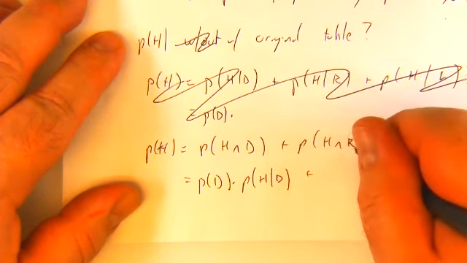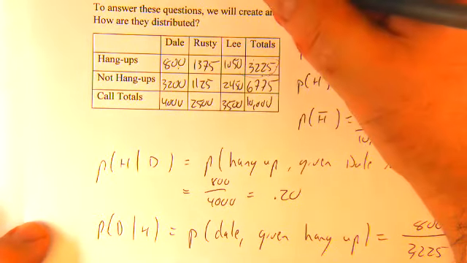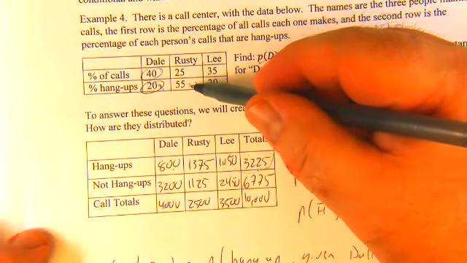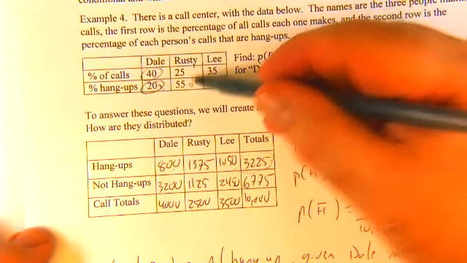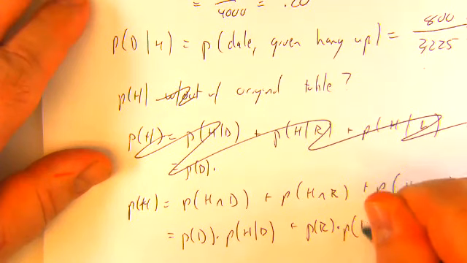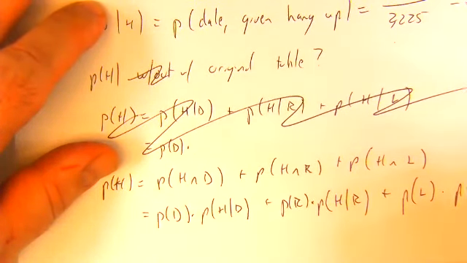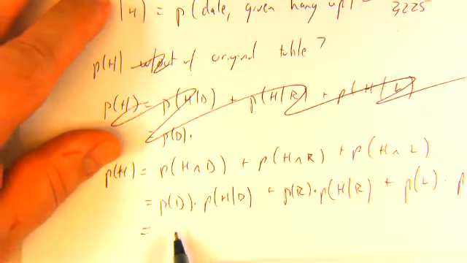So the probability that there was a hangup from Rusty, right? That's the probability that Rusty made the call times the probability that Rusty got hung up on. So probability that Rusty made the call times the probability that there was a hangup given that Rusty made the call, plus the probability that Lee made the call times the probability that there was a hangup given that Lee made the call. So what's the probability that Dale made the call?